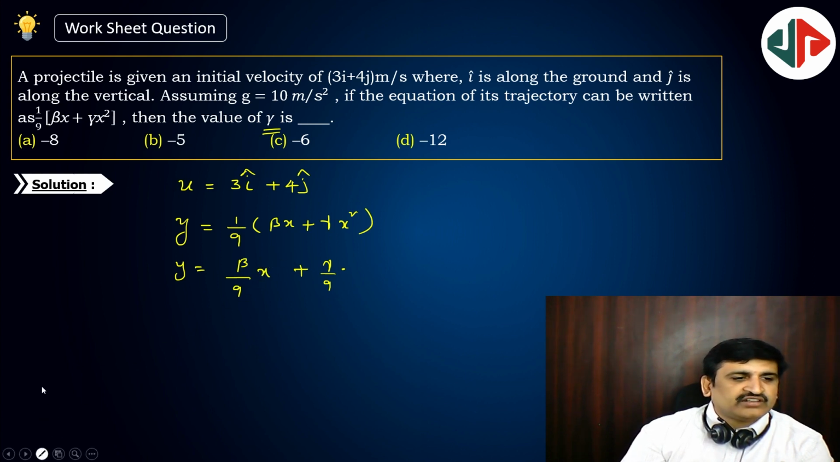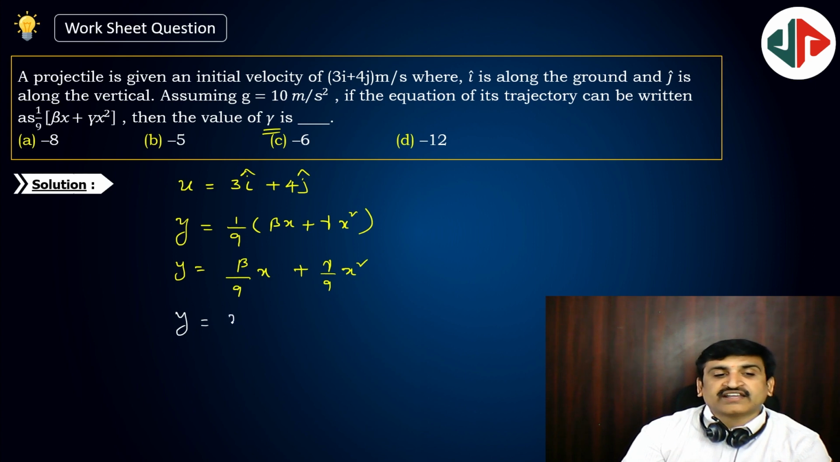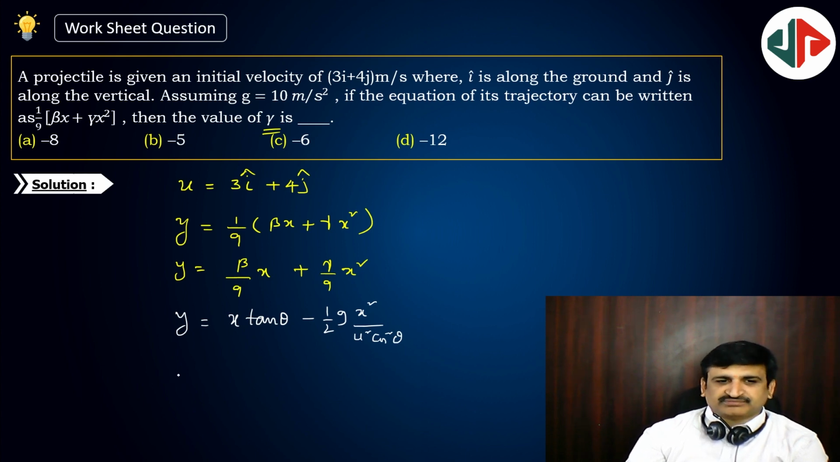Be very careful. Gamma by 9x square. This is the given equation, but I know the trajectory equation like this: y is equal to x tan theta minus half g x square by u square cos square theta. The minus sign comes because of the sign of g. This is the basic trajectory equation, isn't it?